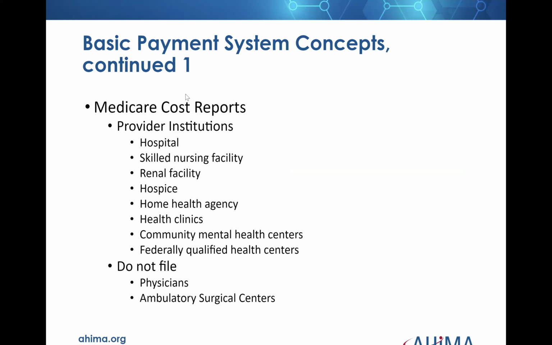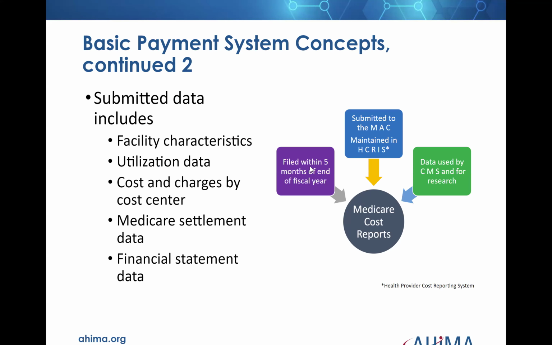When we look at cost, one of the reasons we have to adjust cost is that CMS, the Centers for Medicare and Medicaid Services, has to get data, and this data is provided from the hospital. So this includes data from hospitals, skilled nursing facilities, renal dialysis centers, home health, health clinics, anybody who's getting CMS funding. And the data includes such things as facility characteristics, cost and charges, Medicare settlement data, financial statement data.